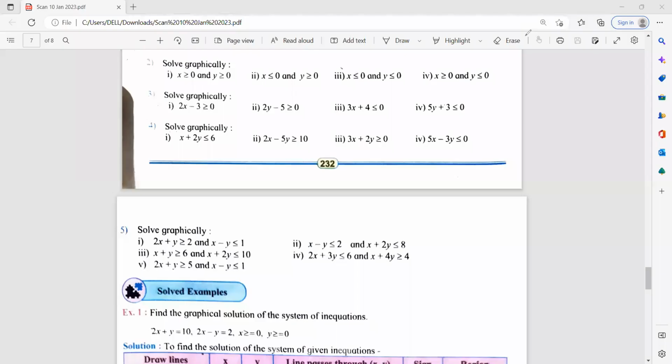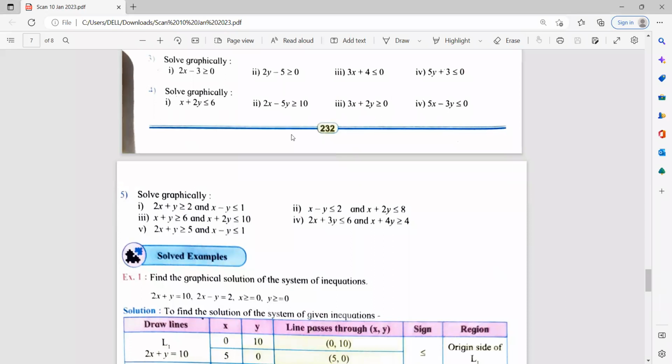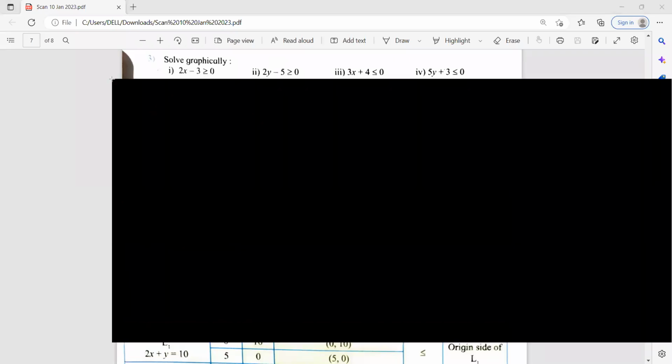Okay. Now I take you to the next question, and that is question number 3. See, what is question number 3? Question number 3 is solve graphically. What is the difference between this third question and the questions that we solved earlier? See, very simple. In the first question you had x greater than or equal to 0, y greater than or equal to 0, x lesser than or equal to 0, y lesser than or equal to 0.